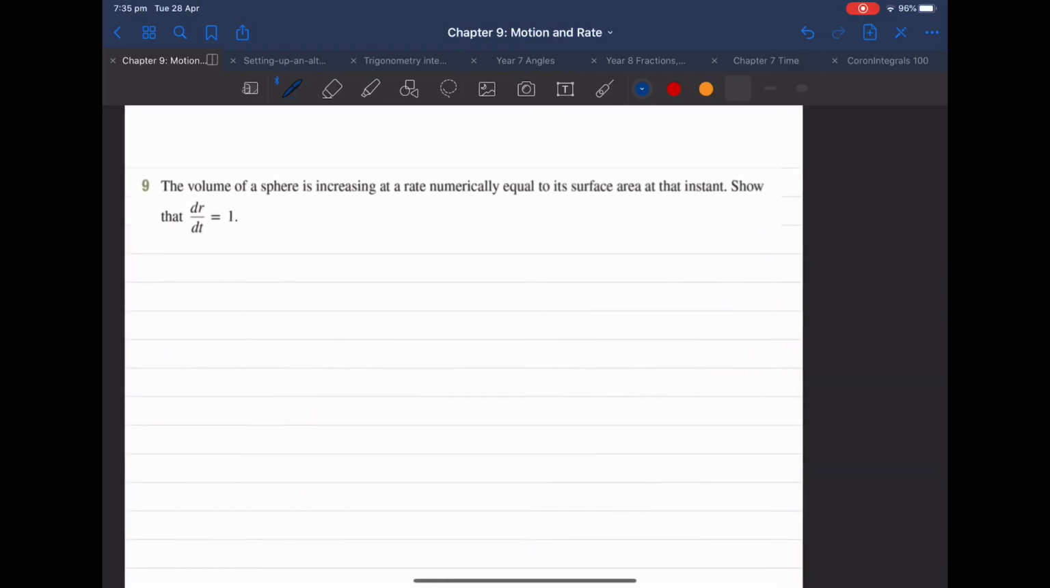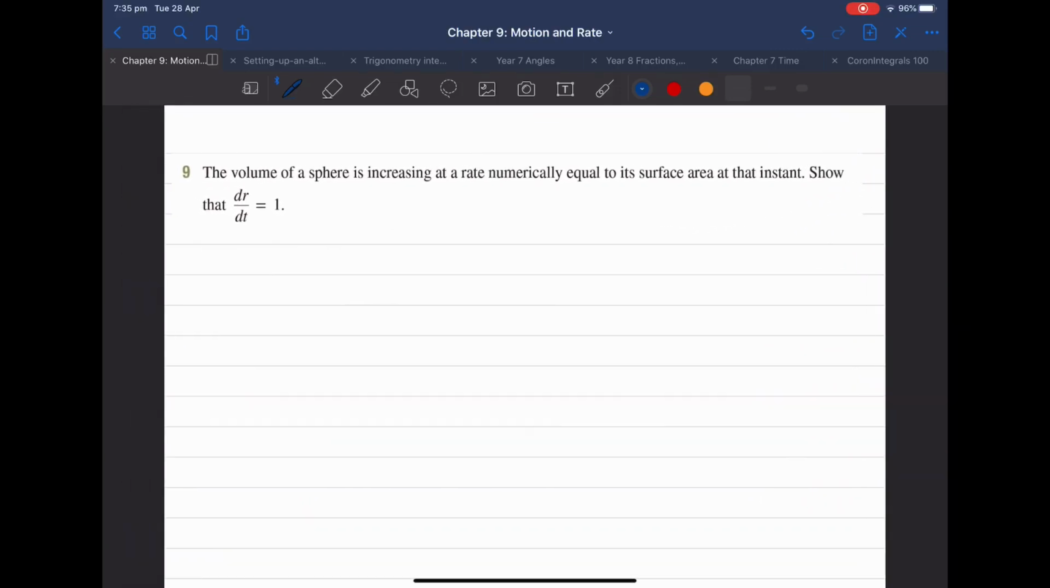Question 9. The question says, the volume of a sphere is increasing at a rate numerically equal to its surface area at that instant. Show that dr over dt is equal to 1. Now, how do we do this one? If we look at this question, it says the volume of a sphere is increasing at a rate.